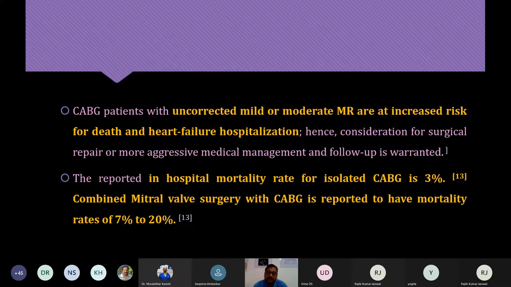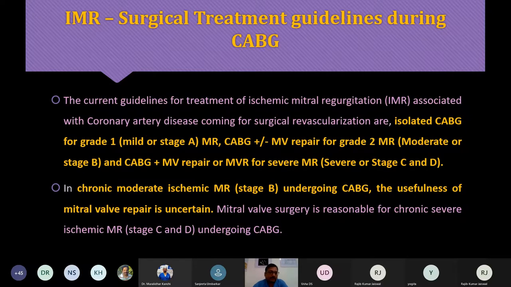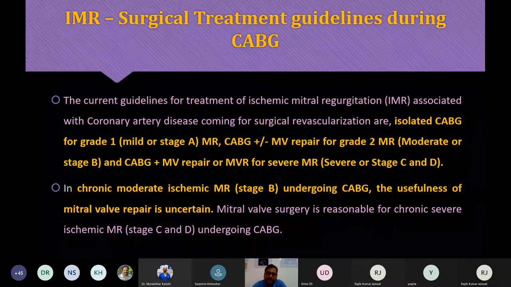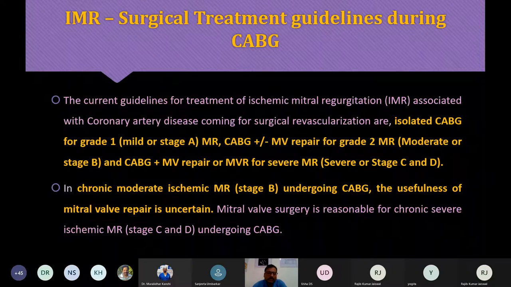So that is why ischemic MR is so important, as a cardiac anesthesiologist and as a cardiac surgeon, if you are dealing with such cases. The current guidelines for the treatment of ischemic MR associated with coronary artery disease coming for surgical revascularization are isolated CABG for grade 1, that is mild, CABG plus or minus MV repair for grade 2, and CABG plus repair or replacement for severe mitral regurgitation.